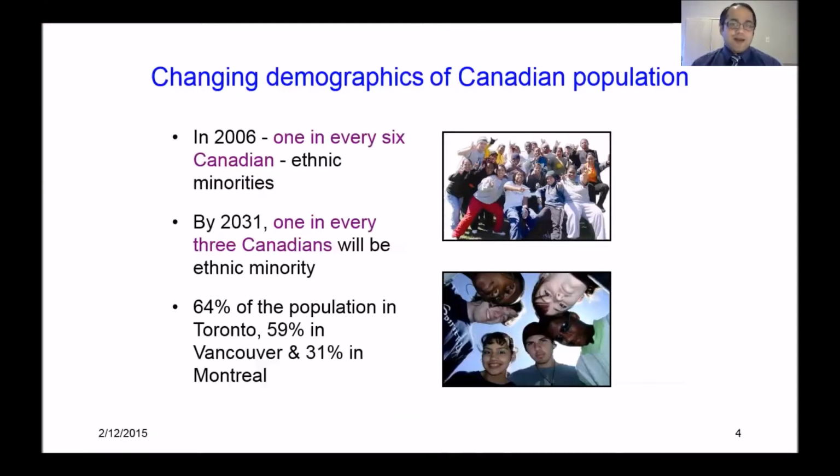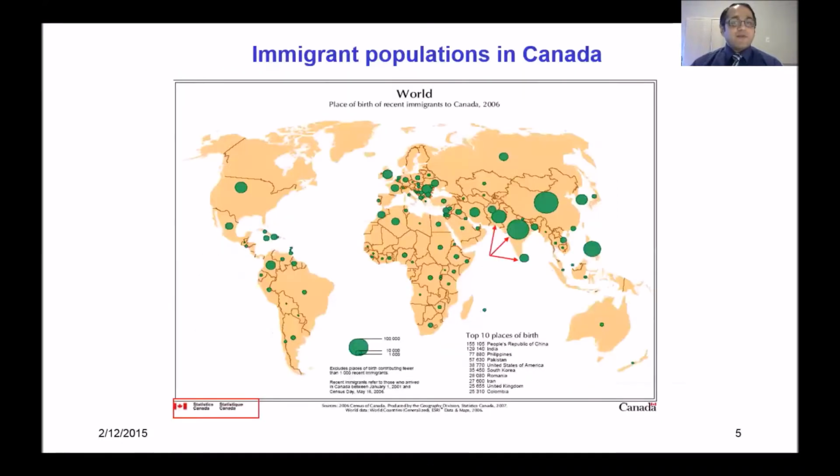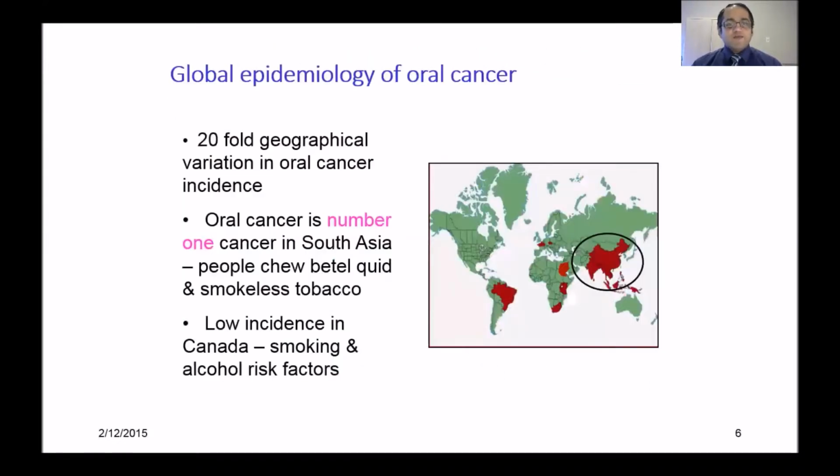In 2006, 1 in every 6 Canadians was an ethnic minority, but in 2031, 1 in every 3 Canadians will be an ethnic minority, which means 64% of the population in Toronto, 59% in Vancouver, and 31% in Montreal will belong to an ethnic minority. And if we look at where this immigration is happening, it's mainly from Asian countries like China, India, Pakistan, and Sri Lanka.